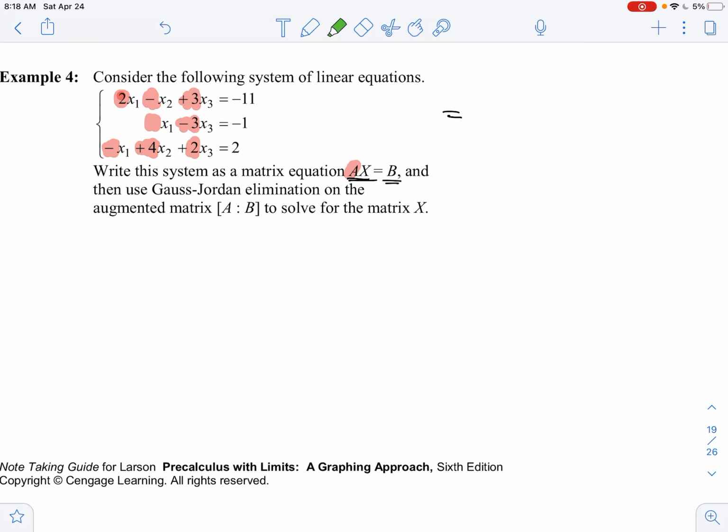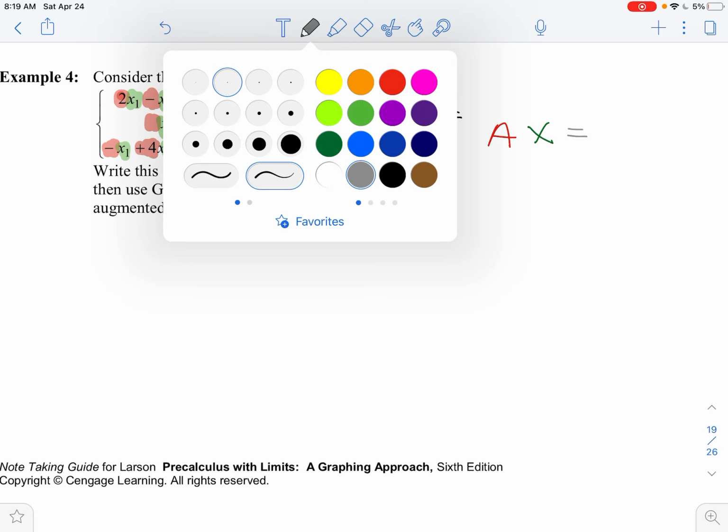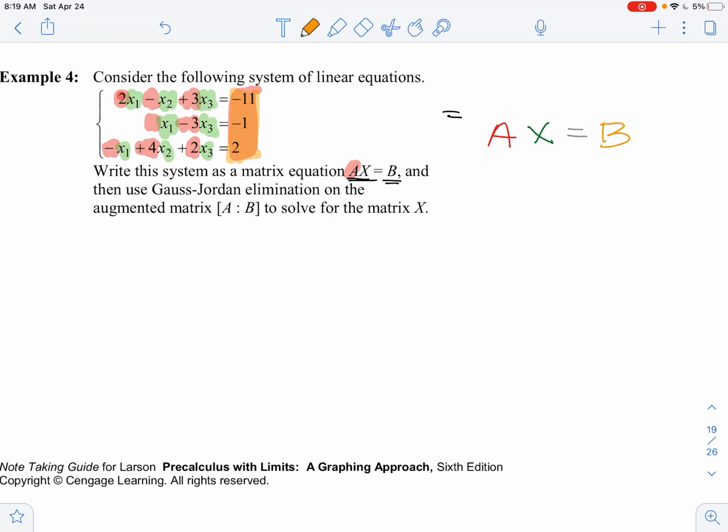Sorry, I'm filming in my car just turned off. Here's our X matrix here. You can see it here. And then we've got our constant or answer matrix. I should use a different color for that, huh? So we've got matrix A times matrix X equals matrix B.